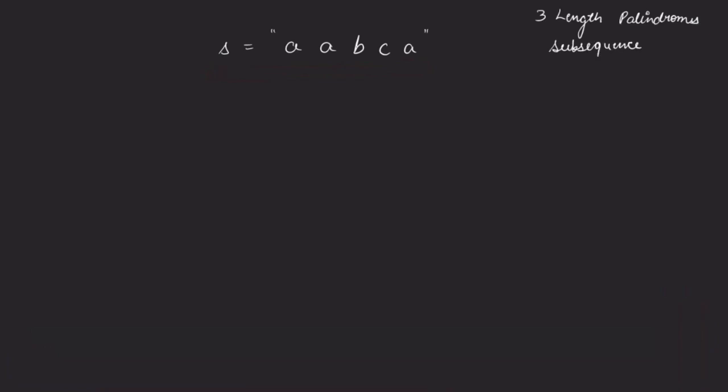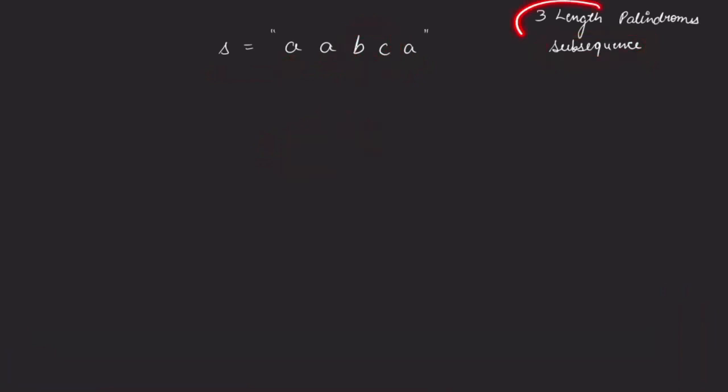Palindromes, and these have to be subsequences of this string. So basically, first of all, what is a subsequence? A subsequence is when we can take any characters from the string S. We can skip some characters from between, but we have to maintain the relative order of all the characters. So if I take A, B, C, A, this is a valid subsequence. If I take A, B, this is also a valid subsequence. But if I take ACB, this is not a valid subsequence because we have disturbed the order of B and C over here, right?